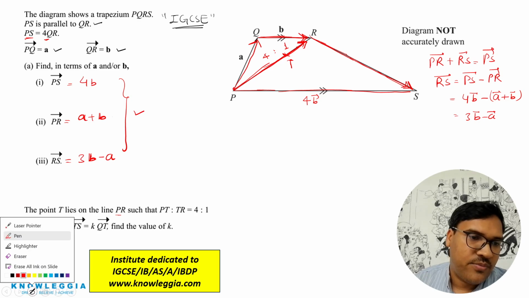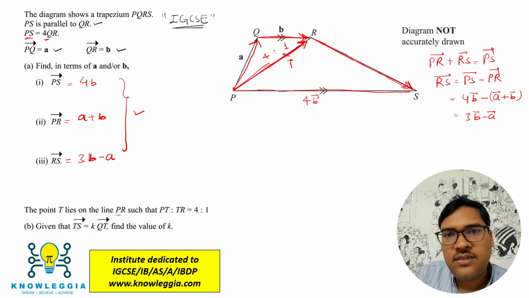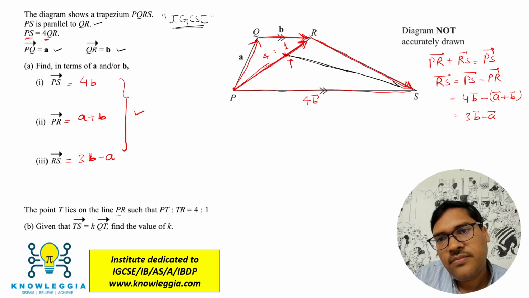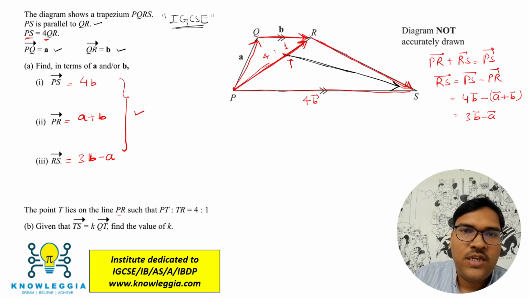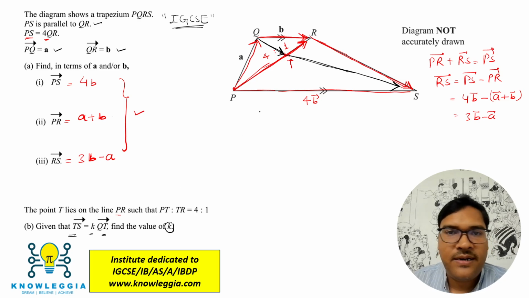Now the question is about TS vector. What is TS vector? This is TS vector. So let's mark TS vector and QT vector. This is QT vector. TS vector is K times QT vector, then you have to find the value of K. So ultimately you have to find first TS vector and QT vector and then we'll compare and accordingly solve the question. Okay, so what is TS vector? So let's write TS vector.